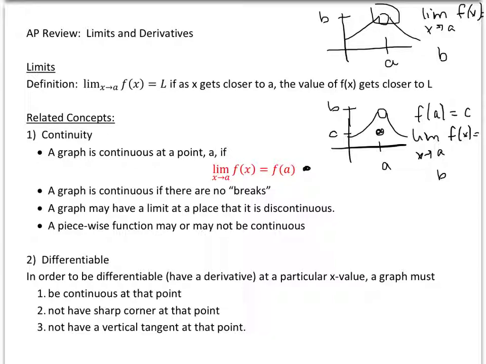Another concept related to limits is differentiability. We want to make sure we keep these things apart. In order to be differentiable, or have a derivative at a particular value, a graph has to be continuous, it can't have a sharp corner, and it can't have a vertical tangent. I usually state those in the negative, so I say a function is not differentiable if, and we have three possibilities of ways something is not differentiable, but they're listed there.